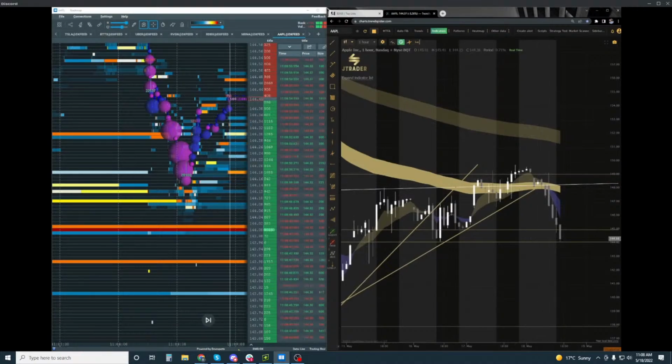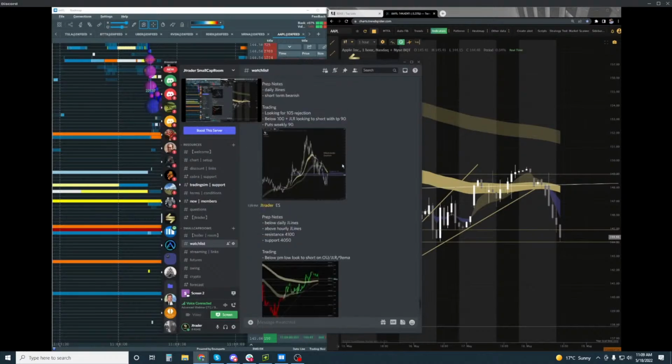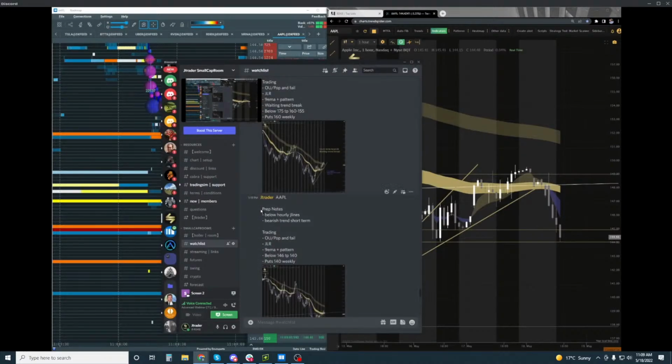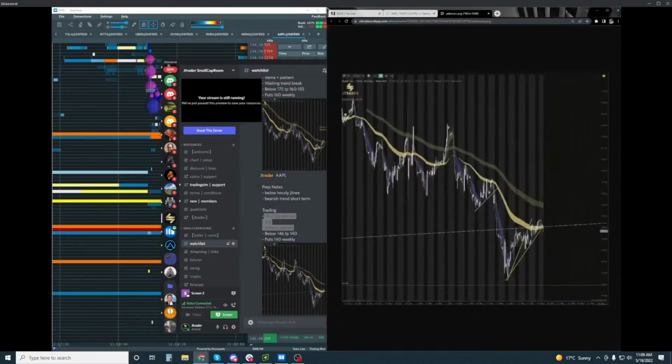This was the analysis that I made this morning. So I can show over here what I was watching, so that you know it's important to know the plan, right? Apple prep notes: below hourly J lines, very short-term trend. I'm going to only look for puts, 140, below 146 target 140. So we broke the 146. I'm looking for the 140. Now I need also to see the break at 144. I said this morning, look for over under, so a short, pop and fill short, J-line rejection short, 90 minute pep ladder for short. So it's very important to make your plan.